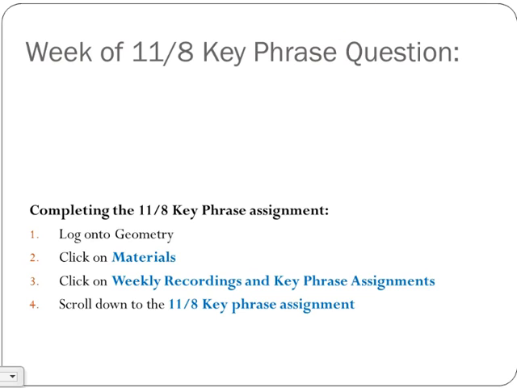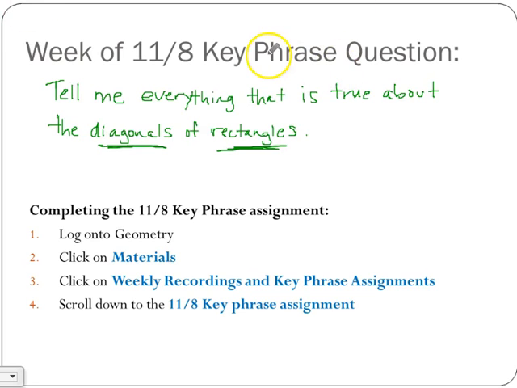And that brings us to a key phrase assignment. Let me put that up. This week, I want you to tell me everything that you learned about the diagonals of rectangles. I want you to list everything that is true about the diagonals of rectangles. And remember, that might include the diagonals of parallelograms because a rectangle is a type of parallelogram. So that's your hint. Have a great rest of your week.